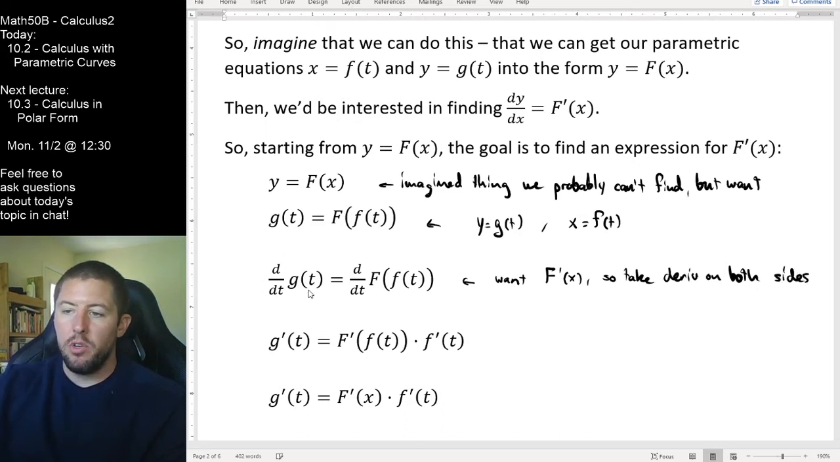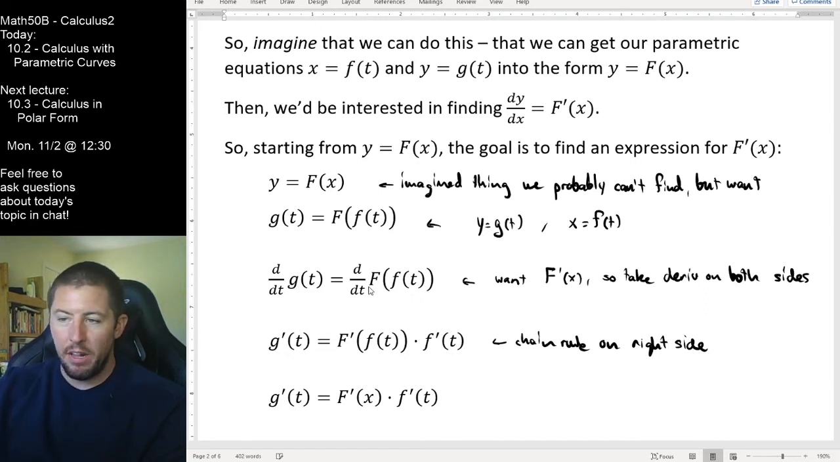Right? Now, when I take the derivative on the left, the derivative of a function of t is just the derivative of the function of t, right? This is a function of t, so I just got the derivative. So nothing exciting happened right there. Notice over here, we get the chain rule. So the derivative of capital F of lowercase f of t: the chain rule says take the derivative of the outside function, that's the F, leave the inside parts alone, times the derivative of the inside function.